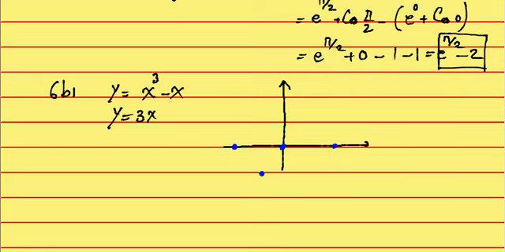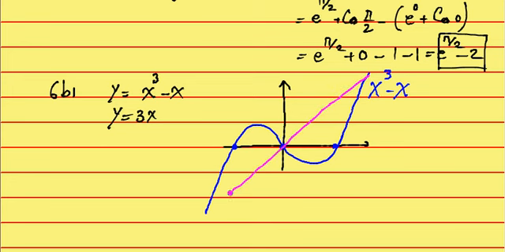The graph, you quickly graph this thing. It's going to start from the third quadrant, something like this. This is x cubed minus x, and this is y equal to 3x. We want the area between these two, which is obviously this area.